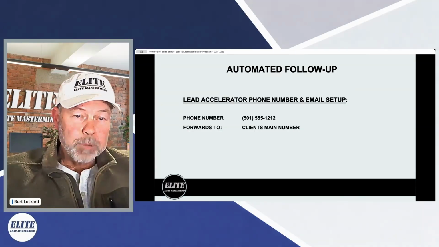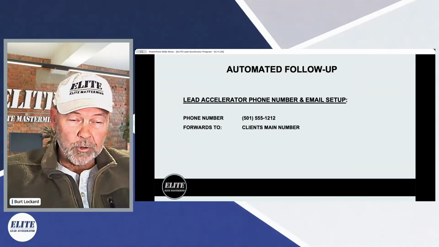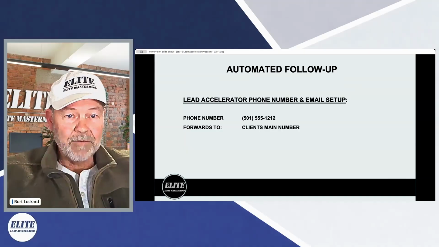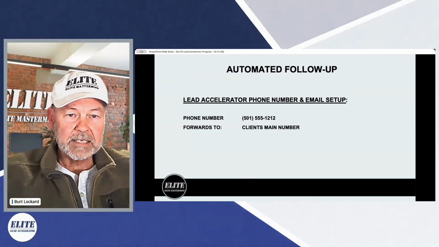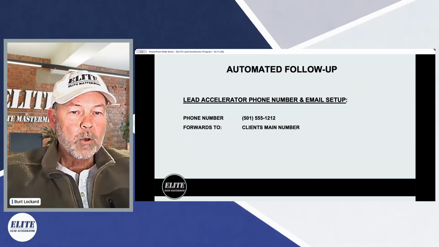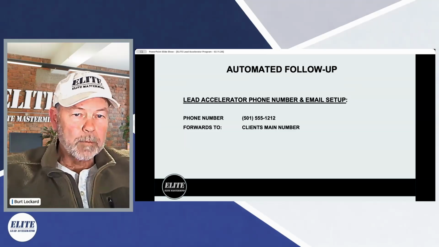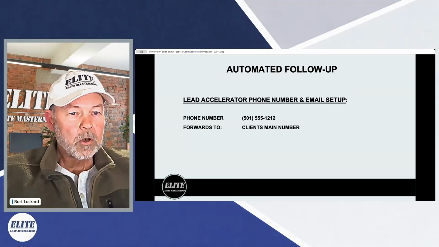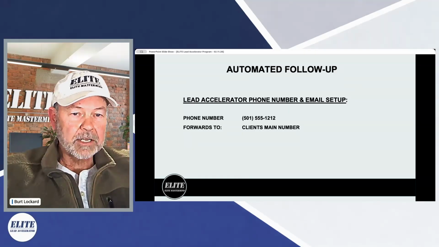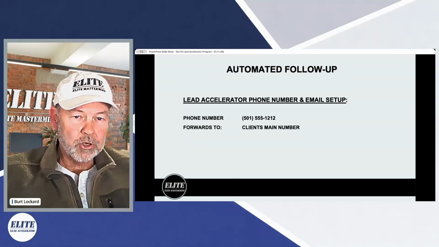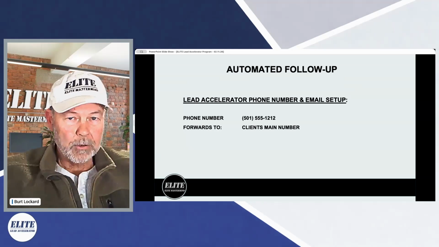Also, in the platforms that I shared with you earlier, and in the Elite Client platform, you can get a dedicated telephone number, and we recommend this highly so that you know where your leads are coming from. If they call into you, you want to be able to track who calls in. So get a dedicated line just for the lead accelerator and make sure that that's forwarded to your main number.